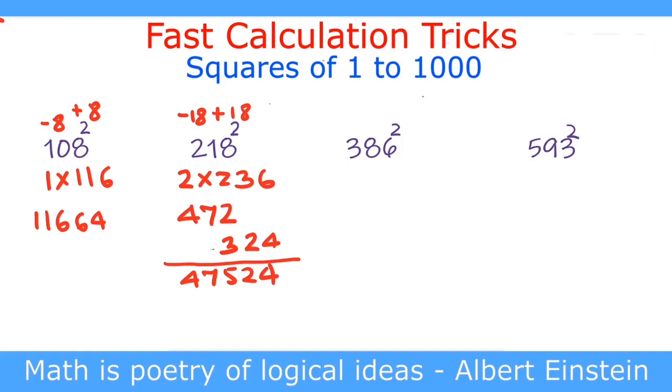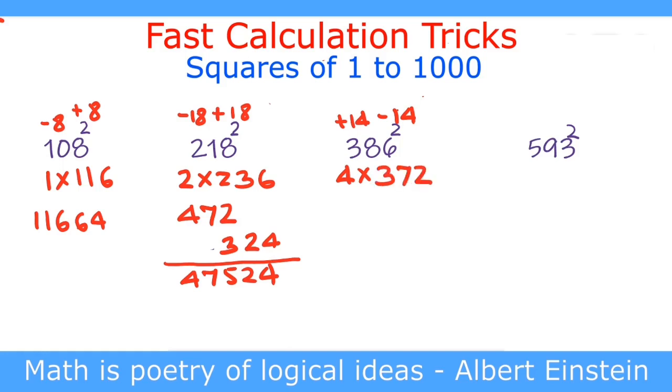386 square. 386 is close to 400. So we write 386 in terms of 400, and for writing that we have to add 14 to 386. So I write plus 14 and then also minus 14. 386 plus 14 is 400 and in place of 400 I write 4, and subtracting 14 from 386 we get 372. So we write 372.